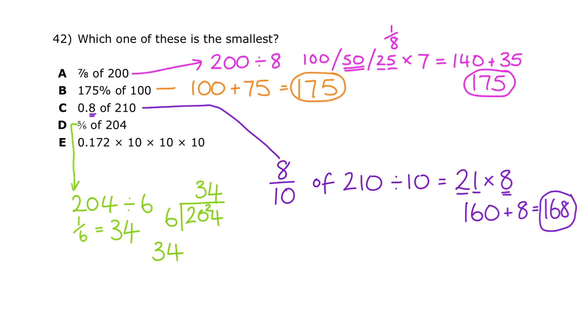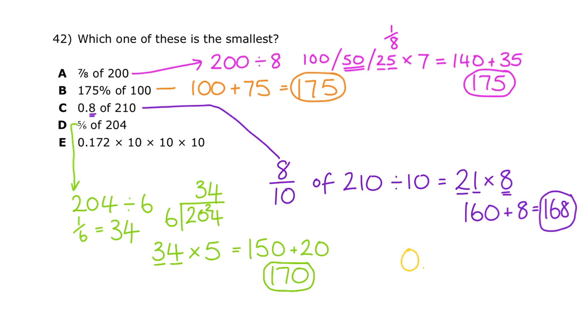But option D is 5/6 of 204, so we're going to take the 34 and multiply it by 5. 30 times 5 is 150, and 4 times 5 is 20. 150 plus 20 is 170, so this is the answer to option D. Now we're going to calculate option E.